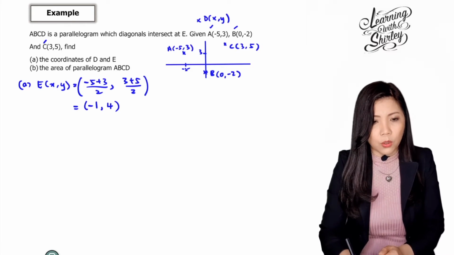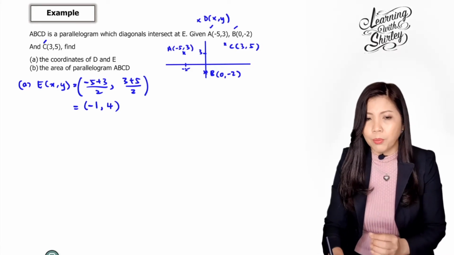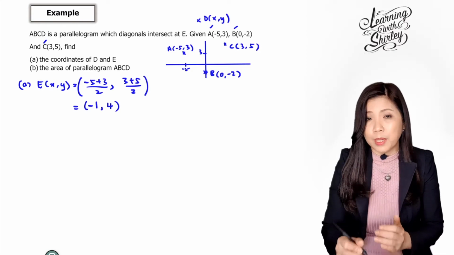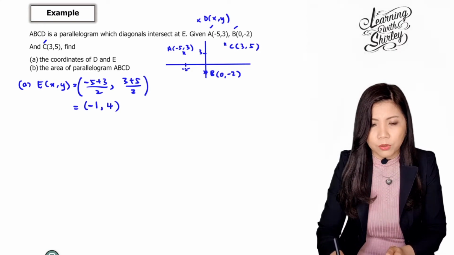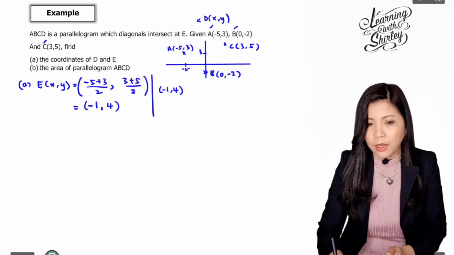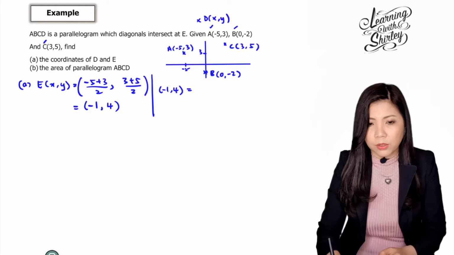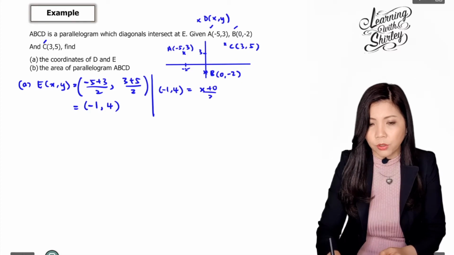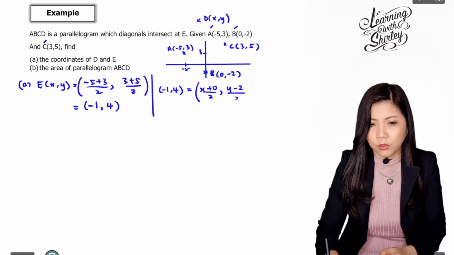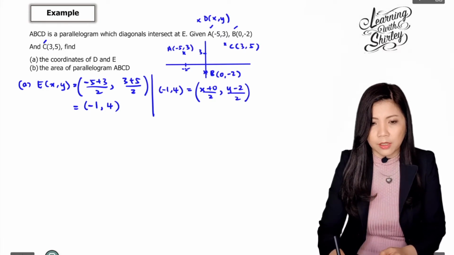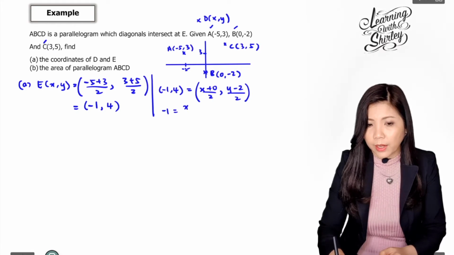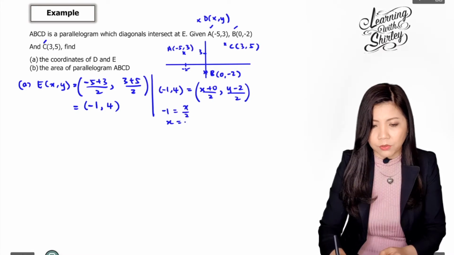To find the coordinate of D, I'm going to use the fact that the midpoint of BD is E. I'll do my working over here on the right side. E, we already found, is (-1, 4), so it equals the midpoint of BD, which is (x plus 0) over 2, and (y minus 2) over 2. Let's solve this. -1 equals x over 2, so x is -2.